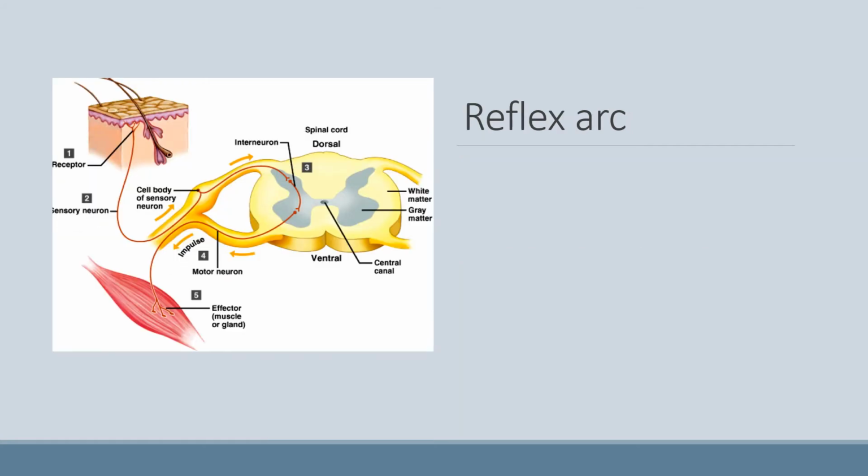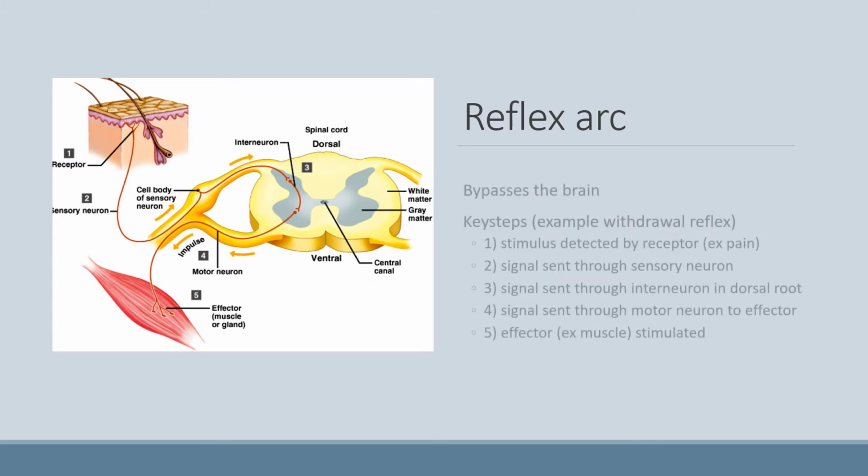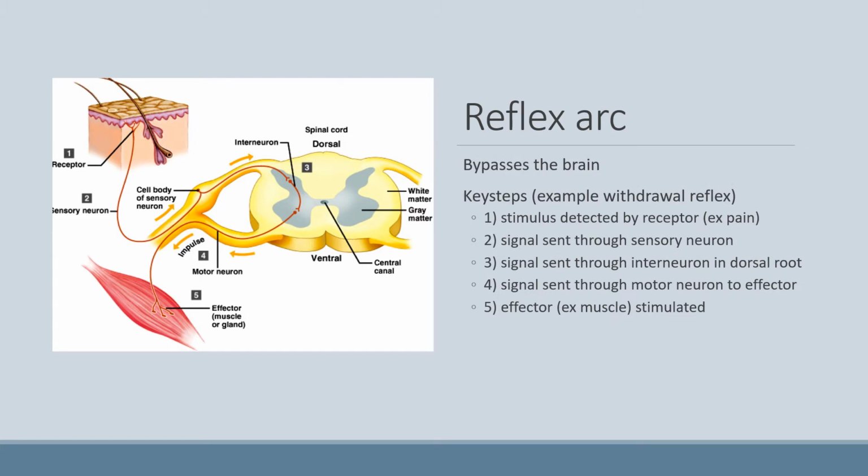Now let's talk about a reflex arc. So the reflex arc bypasses the brain, and it's a way to respond to a stimulus without relying on the central nervous system. So in this case, let's look at the withdrawal reflex. You detect the stimulus by the receptor. So you touch a hot stove or a hot pan, you feel pain.